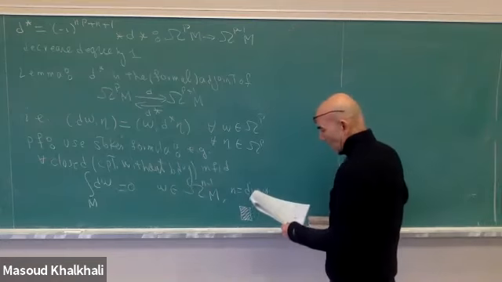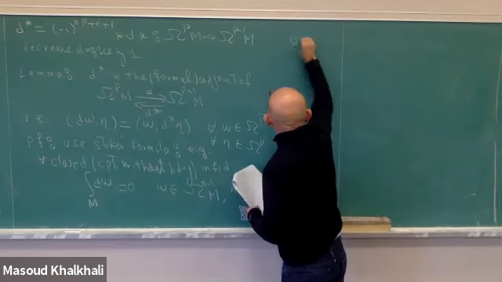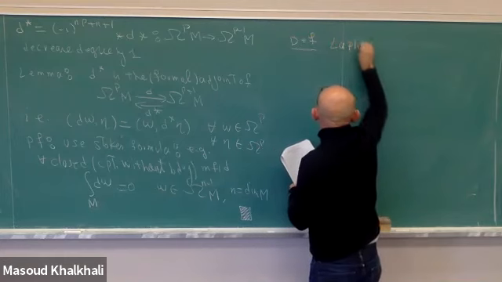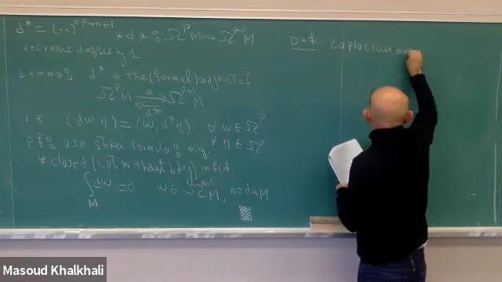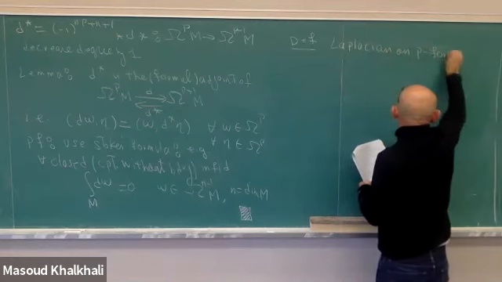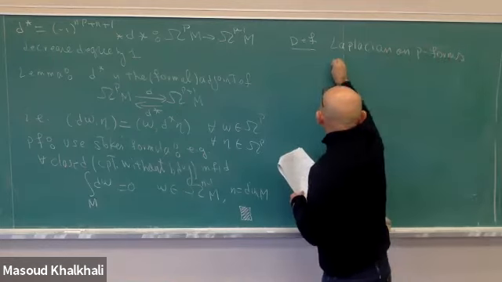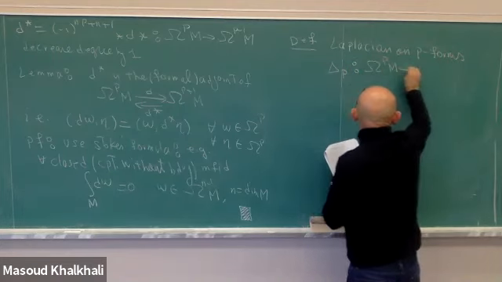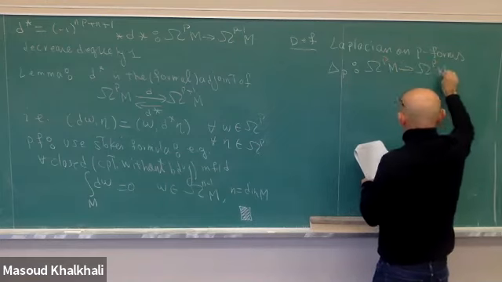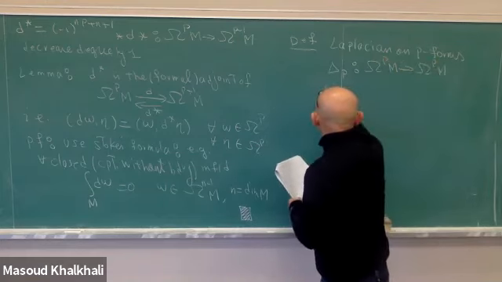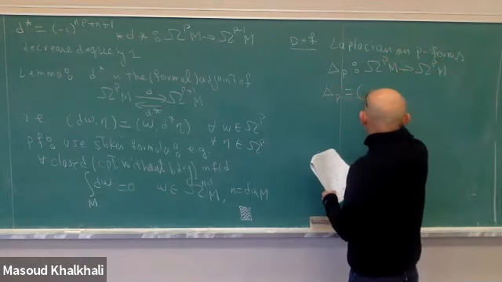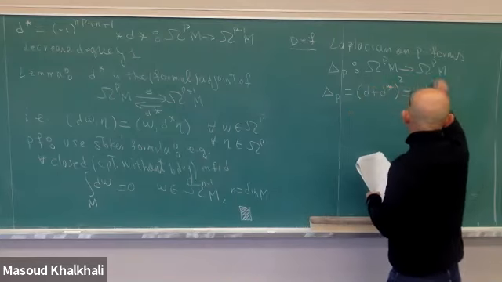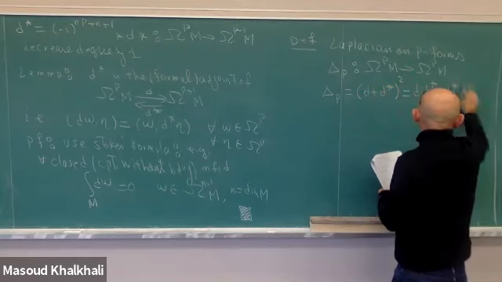So now I can define my Laplacian, after all. Definition: the Laplacian on p-forms, delta p, goes from omega p of M to omega p of M. Delta p is defined to be (d plus d star) squared, which is d d star plus d star d.